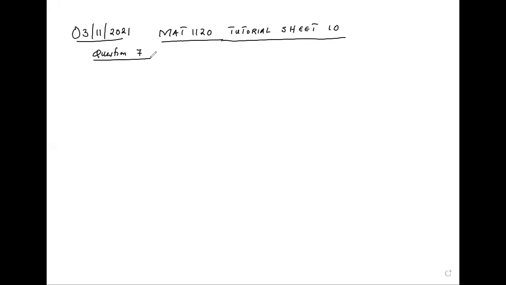Question 7. Find the area of the triangle with coordinates of points A (1, -1, 3), B (-2, -5, 4), and C (3, 1, -4). So find the area of the triangle with these coordinates. So these are coordinate points.